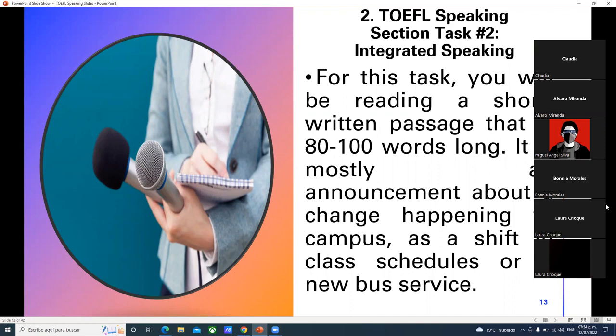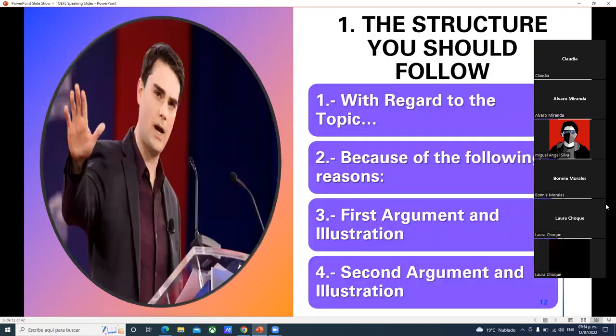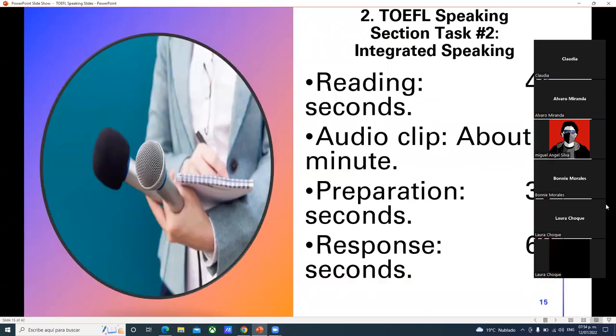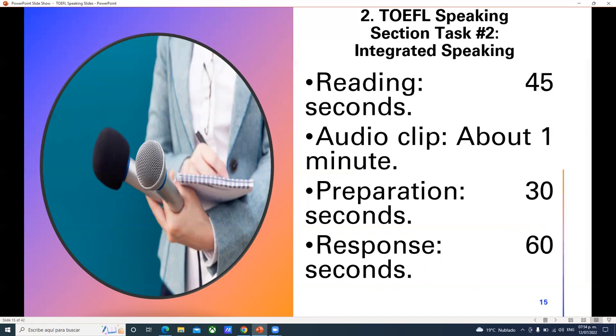Excuse me, what was the time that we should declare when we're speaking? Oh, all right. Yeah, for sure, wonderful. So in this case, as you can see here, this will be the timing you would have for this section. You're going to have 45 seconds to read the reading passage, the one that always mentions some sort of news or event that is going on campus. Later, you're going to have an audio clip of about 1 minute for you to listen to the conversation. And after that, you're going to have 30 seconds of preparation, okay? 30 seconds of preparation.